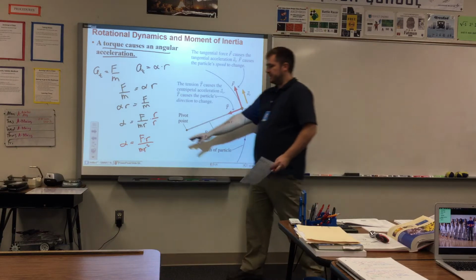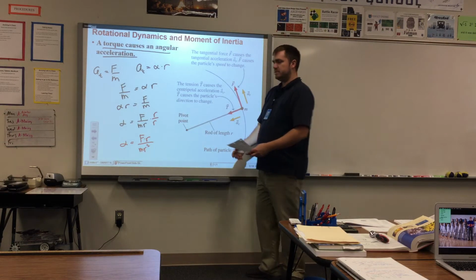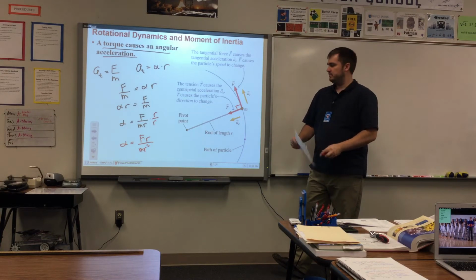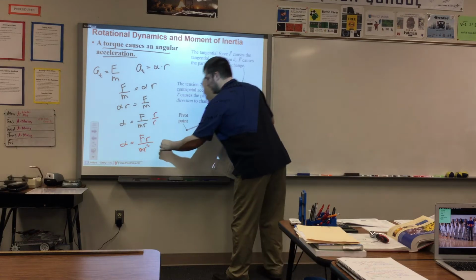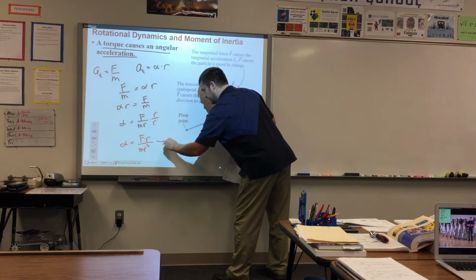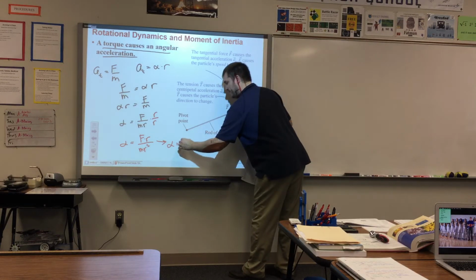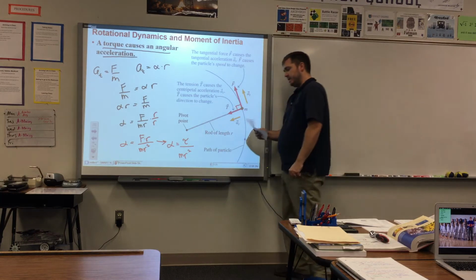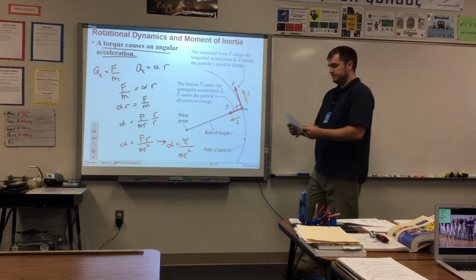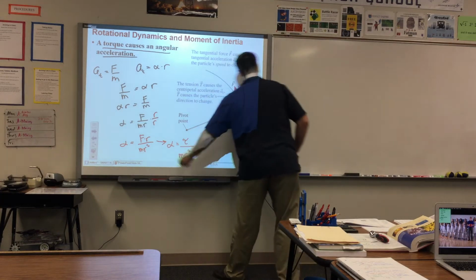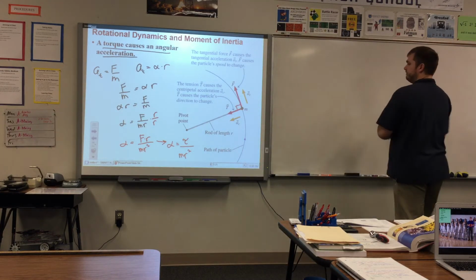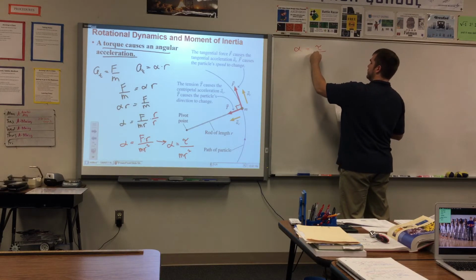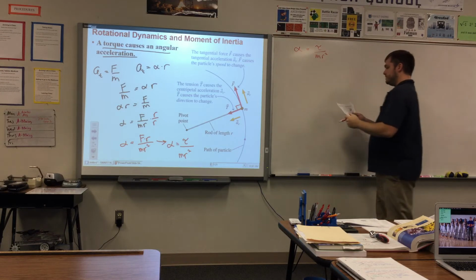Now look at that numerator. What does that numerator look like? Looks like torque, since in this particular case I pushed it at a 90 degree angle to the radius. So that leads us to the equation alpha equals torque over the mass times the radius squared. Let me expand that over here. Alpha equals torque over mass times the radius squared.